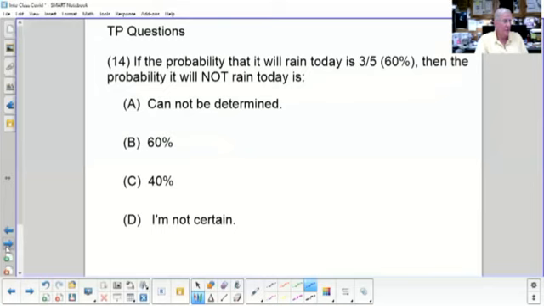All right, what's the probability it won't rain today? Well, if the probability is 3/5 that it will rain today, the probability that it will not rain today is 2/5. You take 3/5 and subtract it from 1, and you get 2/5. Or in terms of percents, you would take 60% away from 100%, okay? So the probability of it not raining today would be 40%.